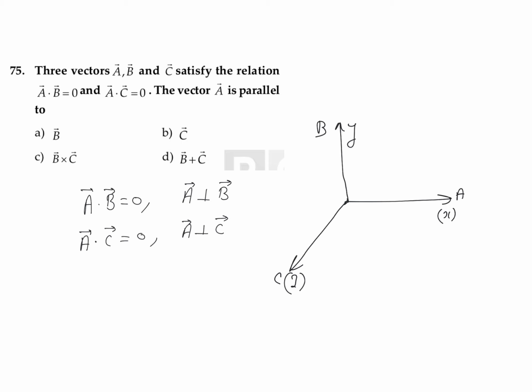We can observe that B vector cross C vector will be along the direction of A. So the direction of A is along the direction of B cross C, because B cross C will always be perpendicular to the plane containing B and C. And in the question it is mentioned that A is perpendicular to B and C. That means this B cross C is always parallel to A.